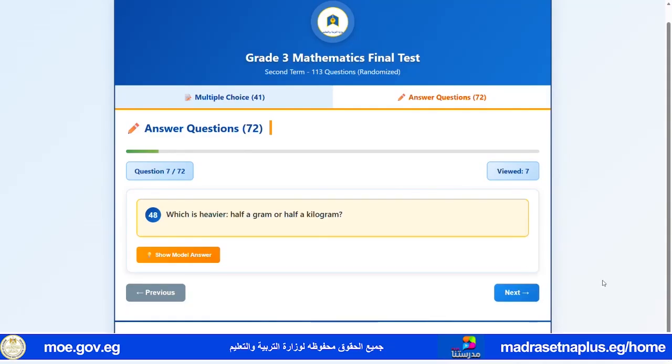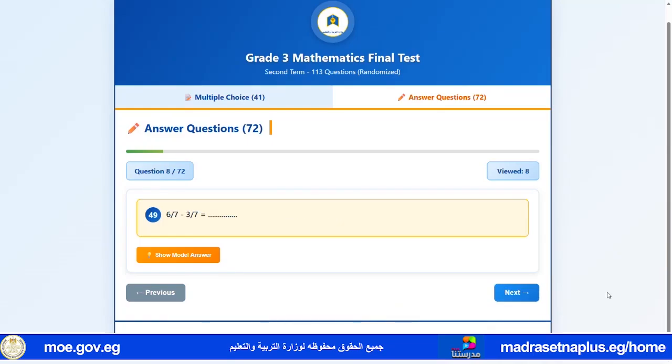Which is heavier? Half of a gram or half of a kilo? Sometimes I ask you, which is lighter? Which is heavier? Which is lighter? Half of a gram or half of a kilogram? Which is heavier, gram or kilo? Kilo is heavier, so half of kilo is heavier than half of a gram. Why? Because a kilo is heavier than a gram.